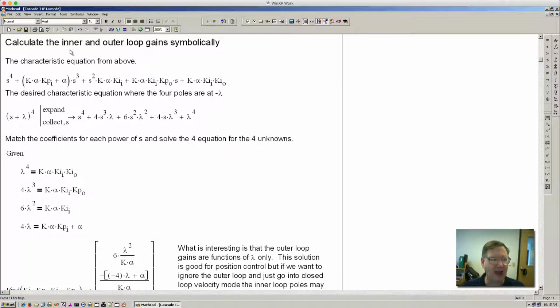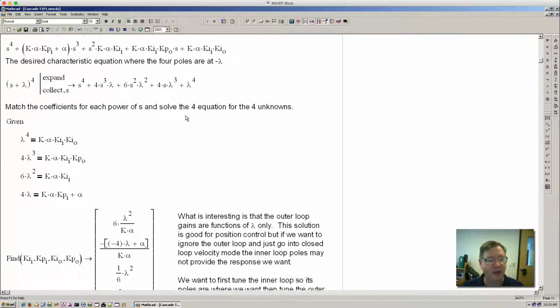Now let's find the inner and outer loop gains symbolically. In this video, I'm going to compute the inner and outer loop gains at the same time. Since I got a fourth order equation and four unknowns, the inner loop Ki and Kp and the outer loop Ki and Kp, I've got four equations and four unknowns. So this is my desired characteristic equation here. I'm going to place four poles at minus lambda.